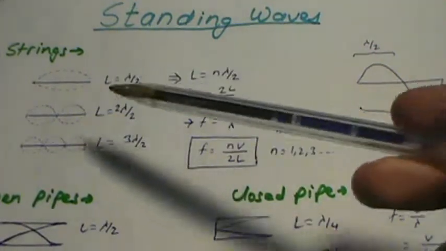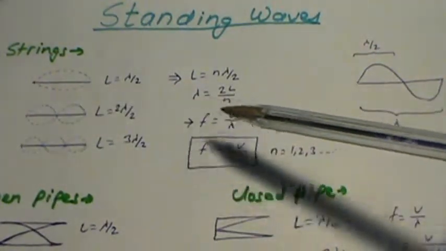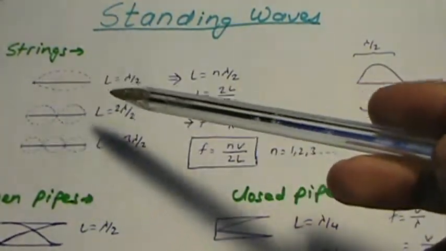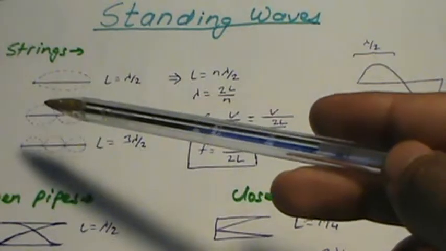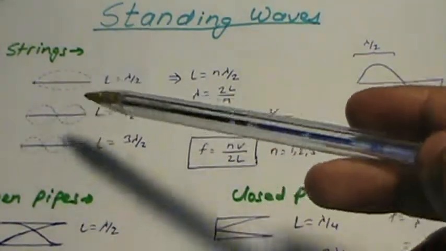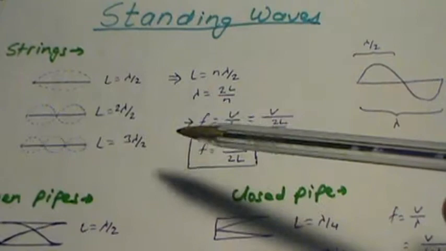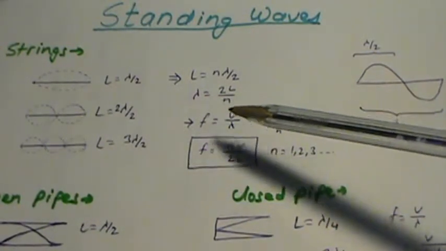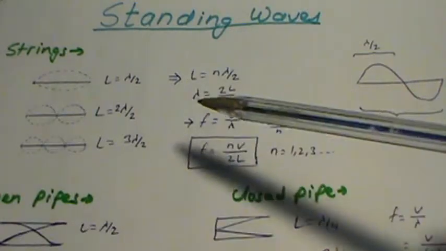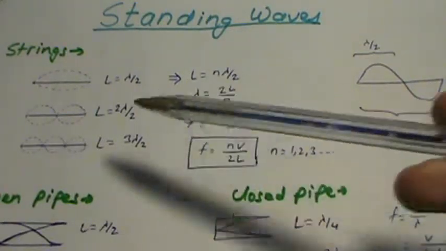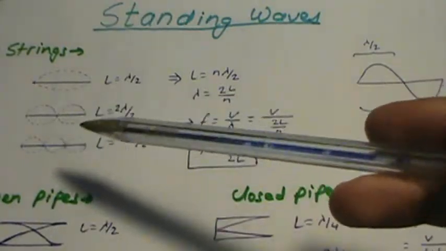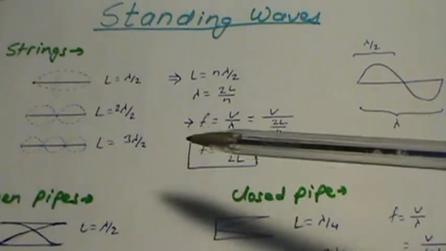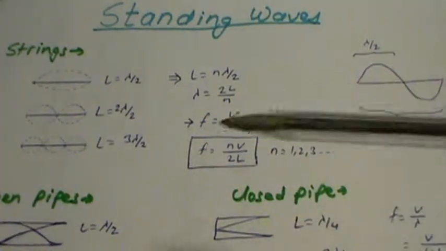Now as you can see here, this string can't support any wavelength while having a standing wave. It can only support waves that have a wavelength equal to 2L over n. And similarly, if it can have only particular wavelengths, it can only produce sound, or it can only have a wave, with particular frequencies given by f, and the different frequencies are called different harmonics.